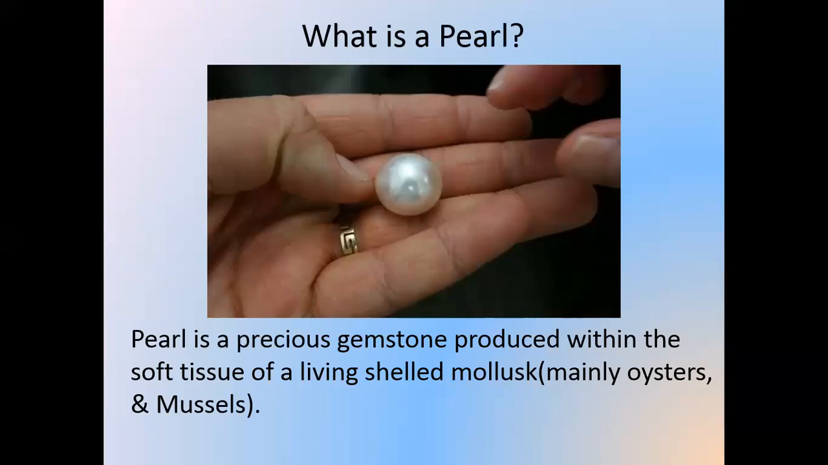As an aquaculturist, today I will give you knowledge about pearl culture. What is a pearl? A pearl is a precious gemstone produced within the soft tissue of a living shelled mollusk. Basically, oysters and mussels are used for pearl culture.